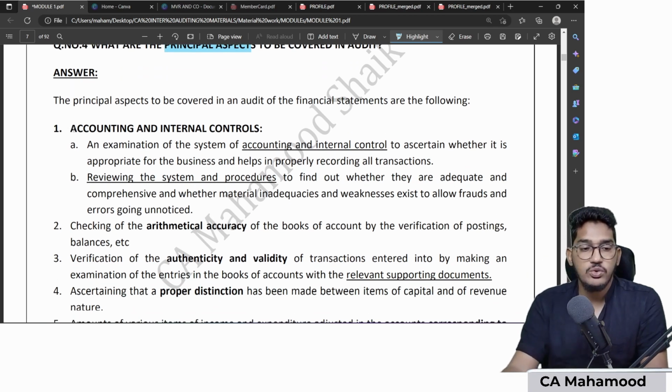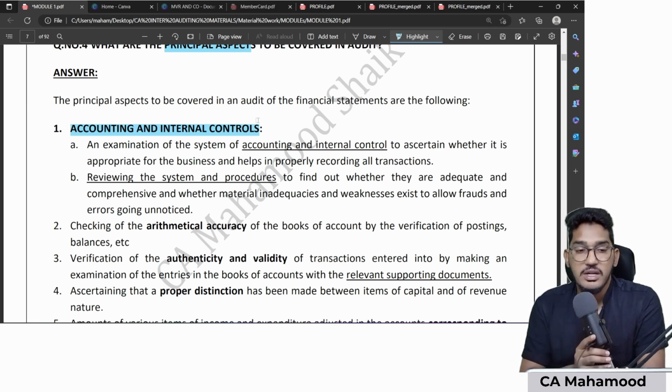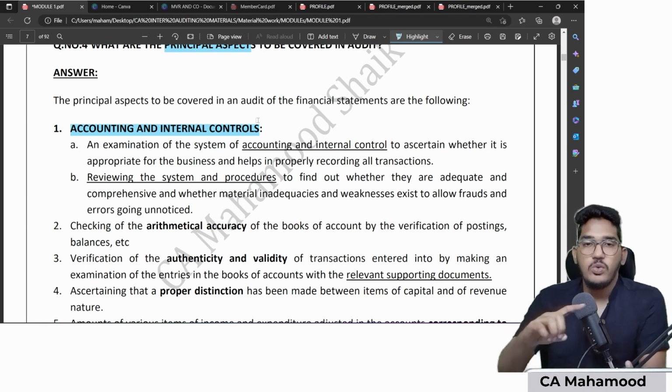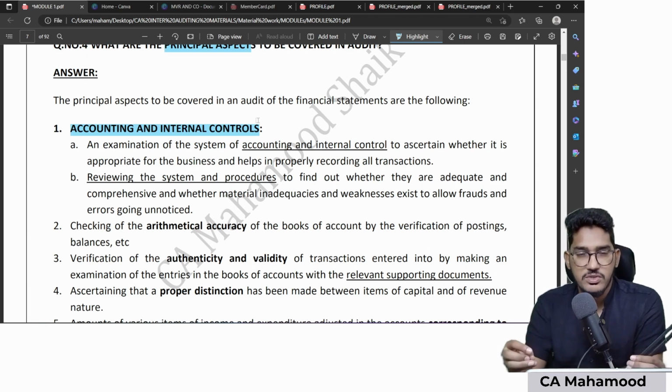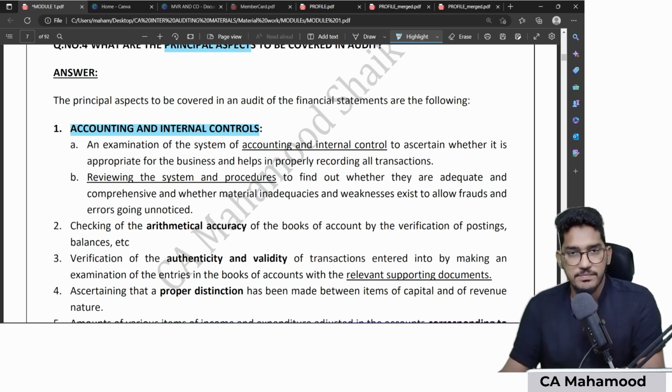First thing, we need to cover accounting and internal control system. First main aspect which we have to cover in our audit is to verify the client's accounting and internal control system. Sir, what is this accounting system? Very simple, whatever software, policies, procedures which the client is following for maintaining books of accounts, we call it an accounting system. If your client is using the software called Tally for the purpose of maintaining books of accounts, Tally is an accounting system. Similarly, what is internal control system?